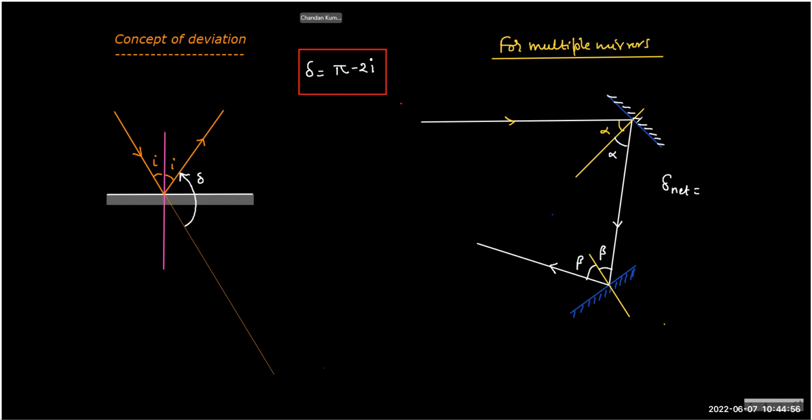So the first mirror will turn the light ray by this angle, which we call delta 1, and the second will turn by delta 2. So now tell me, is the sense of rotation the same or different? The sense of rotation is the same. So in such a case, we add the deviation of each mirror separately. So the net deviation delta is delta 1 plus delta 2, which will be how much? Pi minus 2 alpha, plus pi minus 2 beta.